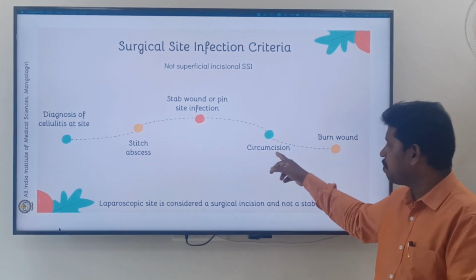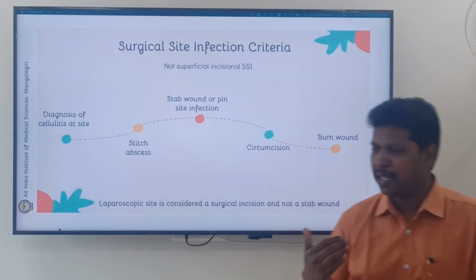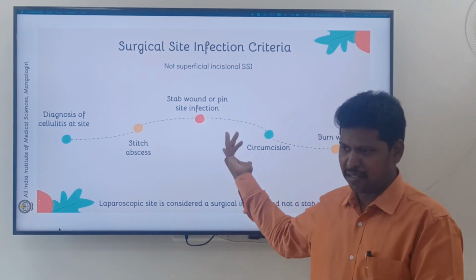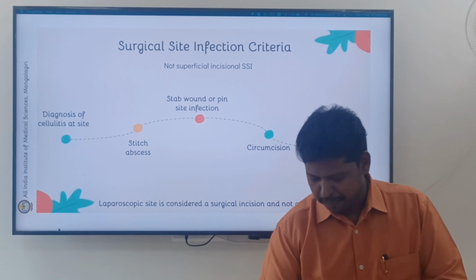As I already told you, circumcision is not listed in the procedure codes, so that is excluded. Burn wound. Whatever infection is happening in a burn wound will not be considered a surgical site infection, obviously. Vein site is there, no? We'll discuss it later.